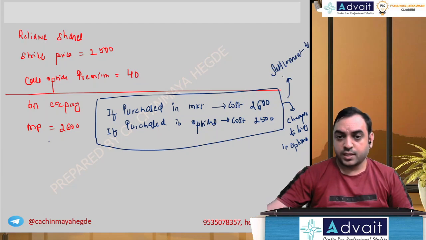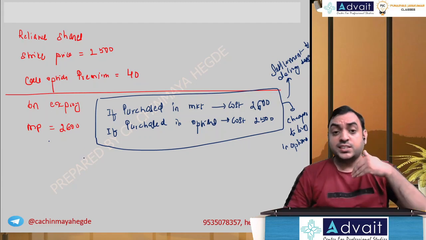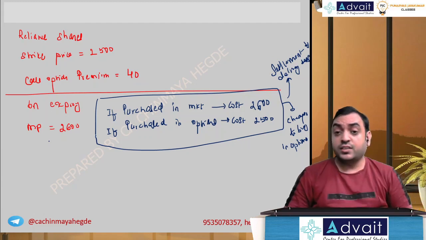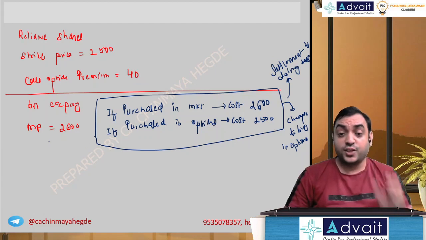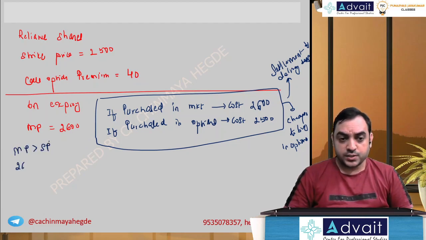Settlement by delivery basis. Settlement by delivery. But if you're thinking settlement on net basis, I don't think like this. First of all, you say if market price is more than strike price, 2600 more than 2500, so option exercised.